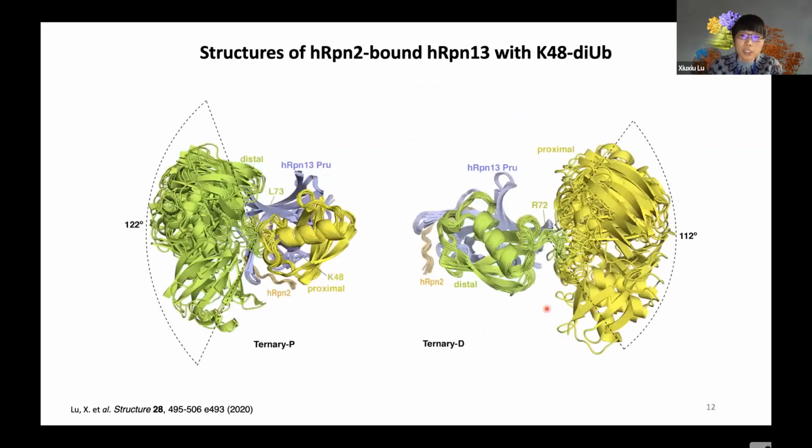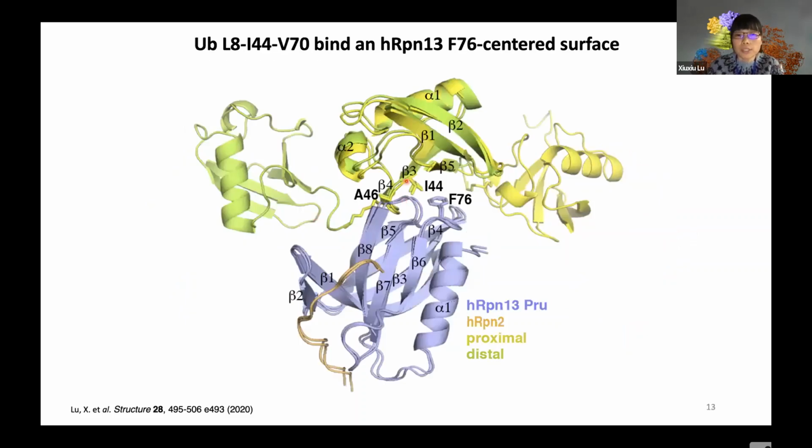So I calculated these two structures. The bound ubiquitins are convergent in the 15 lowest energy structures. I superposed these two structures. The superposition of bound ubiquitin, RPN13 Pru, and RPN2 peptide is good, with RMSD 0.8 angstrom. Due to similar intermolecular NOEs, RPN2-bound RPN13 binds to proximal or distal ubiquitin with common mechanisms.